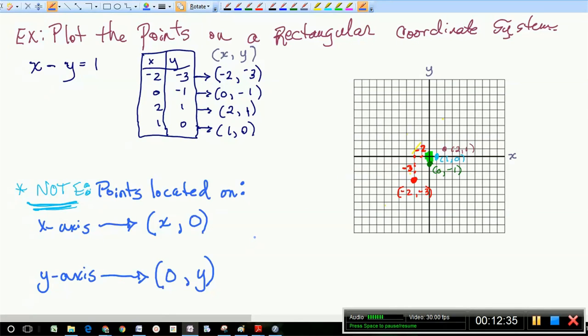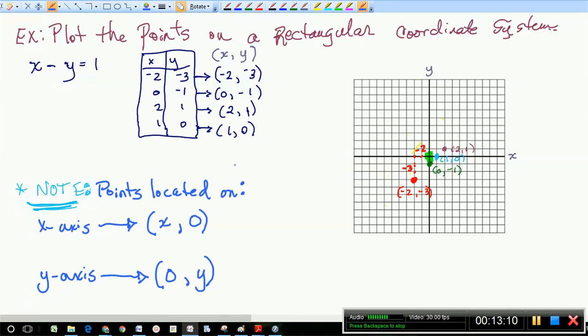So we had left to right movement, right? So there was a number there for x, but not for y. So there was no up and down movement. So it's all left and right, no up and down, if the point is located on the x-axis. If it's located on the y-axis, you'll notice there's no left to right movement, no movement for the x coordinate. So x is 0. Only y goes up and down along the y-axis.